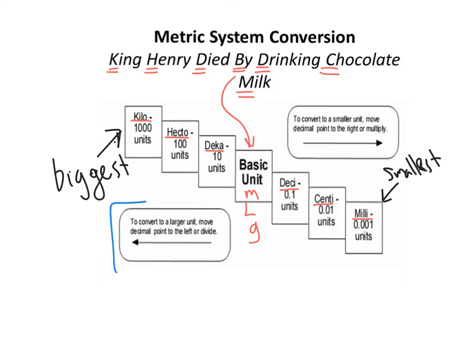Basically, like it's showing here though, what we're going to be doing is just looking at where we're starting and where we're going to. Start with what you know and then go towards where you're trying to go, and that'll tell you the direction and how many places you need to move your decimal. Okay, so we'll look at some examples and then hopefully that'll make sense to you as we go through this.